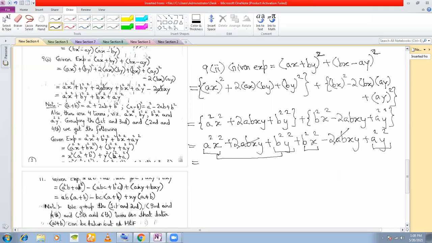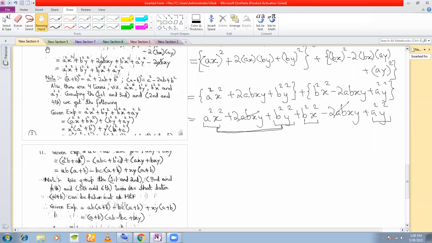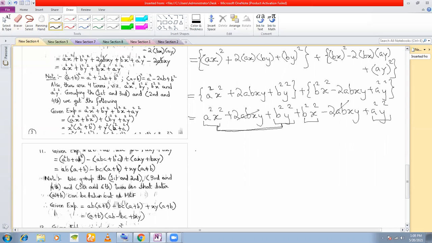But if I try to group these two together, I see that nothing is common between these two. Is there anything common between a square x square and b square y square? Nothing is common between them, right? So I skip these. So first and second I don't group. What I do, I now group first and the third. I write them together because I see x square is in both of them, right? Also what I see is that this term and this term contain the common term y square. So I group them together.